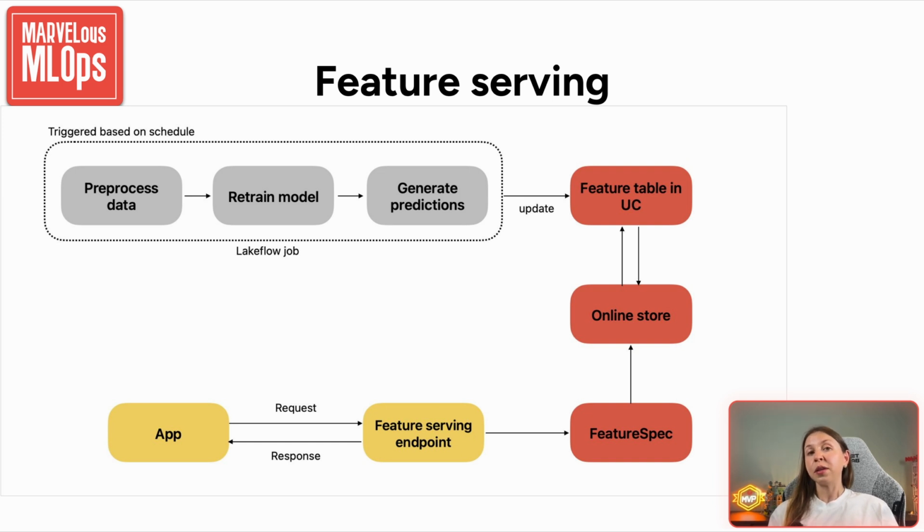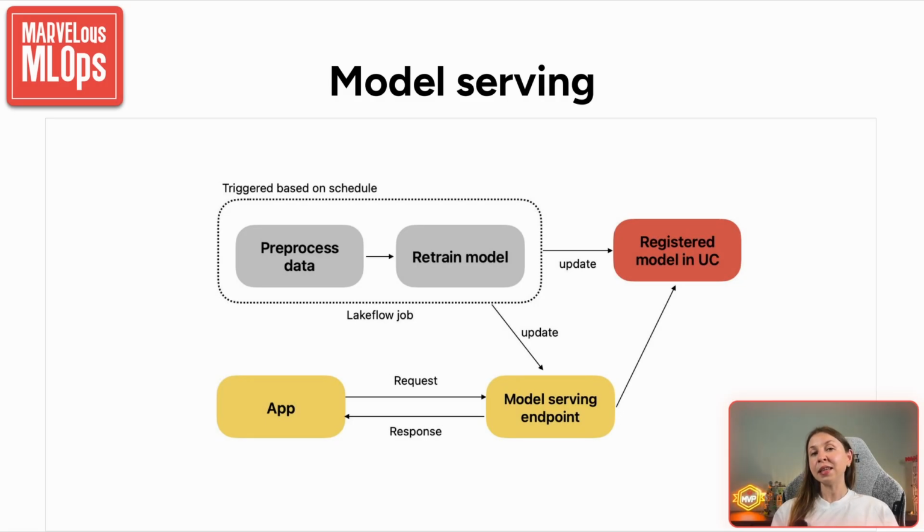Feature spec is a combination of feature lookups and feature functions which define how we return features back. We can look them up in an online store, but we also can do some basic calculations using Python or SQL. And in the end, an application is sending requests to this feature serving endpoint and getting a response back. Let's take a look now at the second scenario, model serving, which is also a very simple scenario similar to feature serving. That's what we are going to serve in this course.